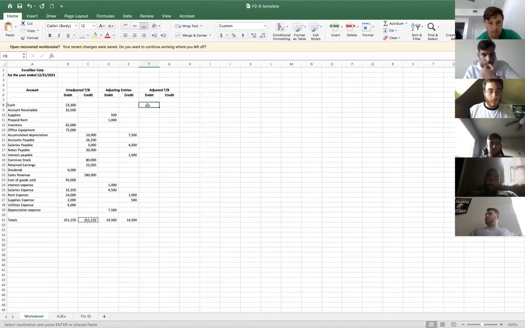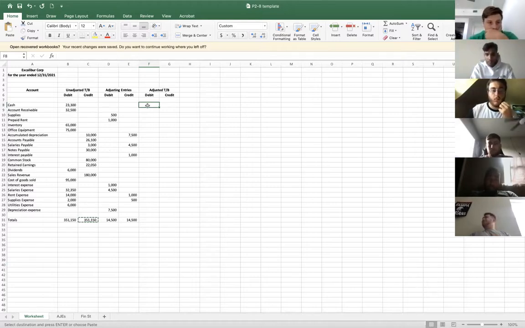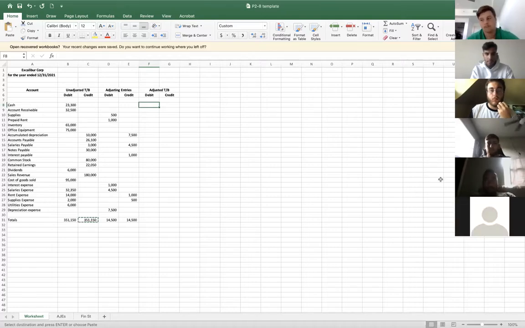I want all eyes watching me, and then I want you doing it on yours. My adjusted trial balance is going to be 100% formulas. When you're in Excel, your calculator should be in a safety deposit box in the bank. You never, ever touch a calculator when you're in Excel, or you're not using Excel properly.